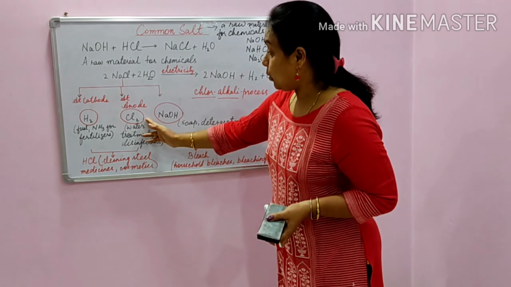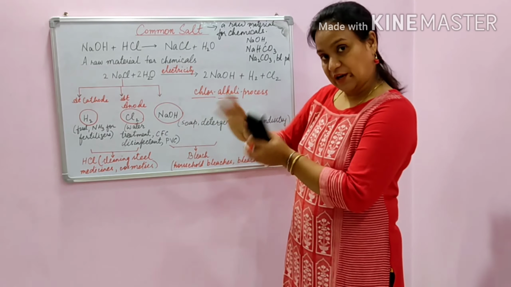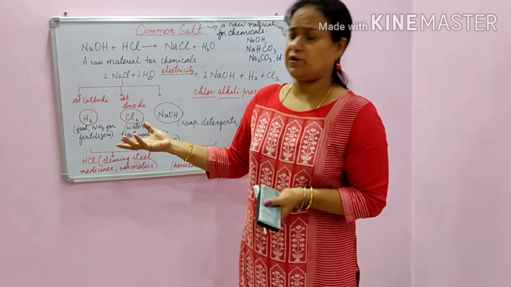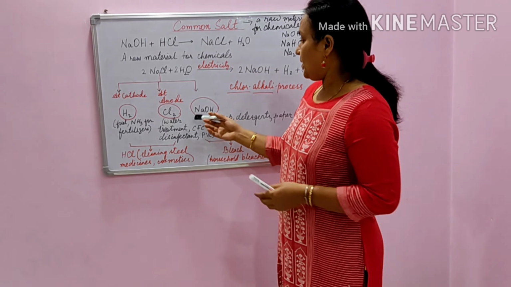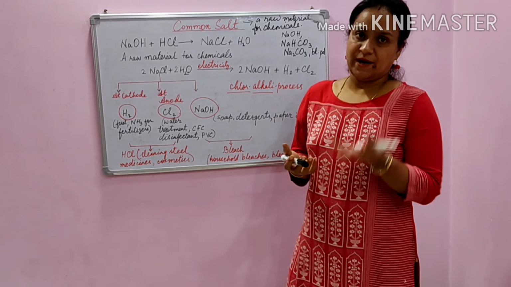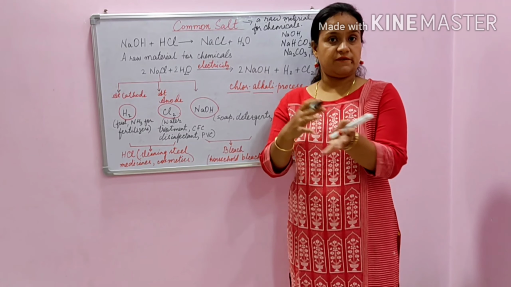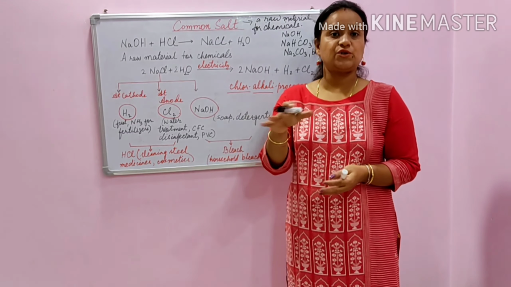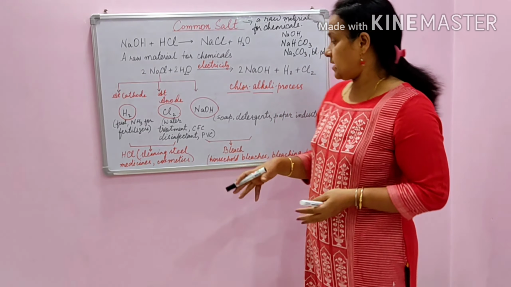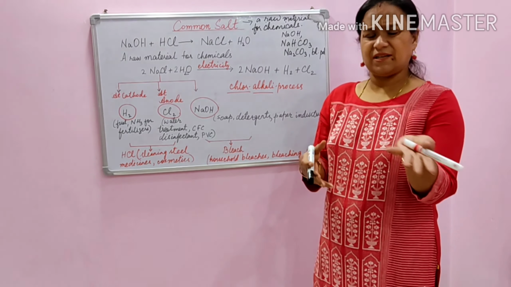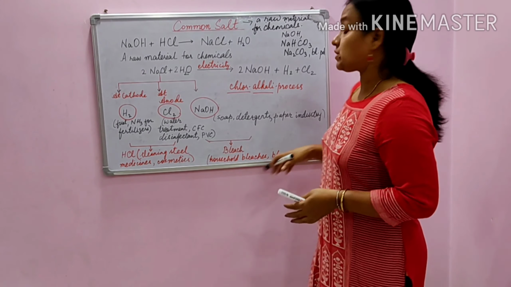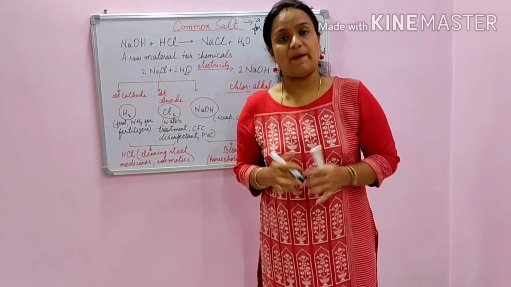Now, if we combine chlorine and sodium hydroxide, again we get many different products. Like we get bleach. You might have heard of bleaching powder, which is a very good cleansing agent. It is used for cleaning surfaces. It is used as simple household bleach. It is also used in bleaching fabric.